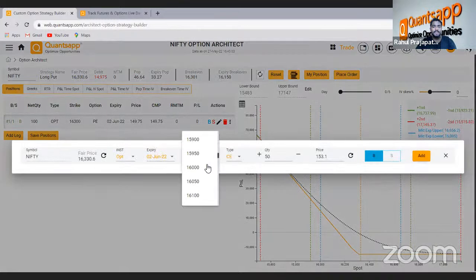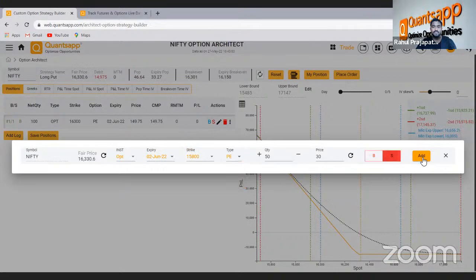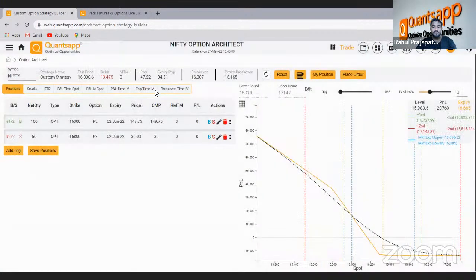I'll go to 16,000, or let's say 15,800. I'm selling it. So you can see this is how the graph turned out to be. So that is the maximum loss in this case, on one lot. You can increase to multiple lots accordingly, but that is the maximum loss you can have, 13,000. Right now we're looking at the current condition.